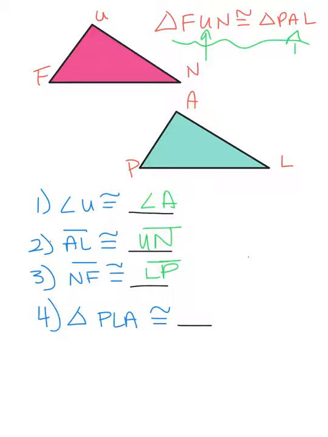So triangle PLA is congruent. So I'm talking about this lower triangle. And I know that the P matches up with the letter F, so I need to list that first. I know the L matches up with letter N, so I need to match that up and make sure I write that second. And the last letter, letter A, matches up with the letter U. So I'm going to say triangle PLA is congruent to triangle FNU.